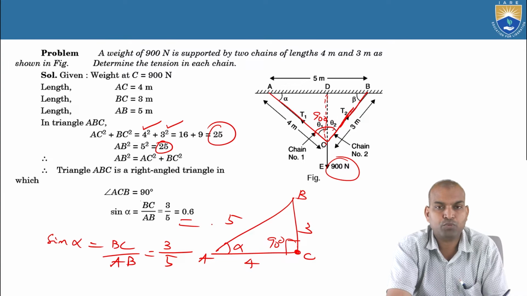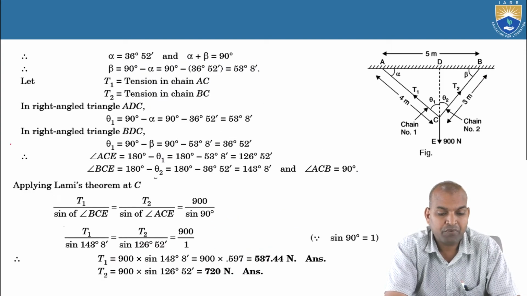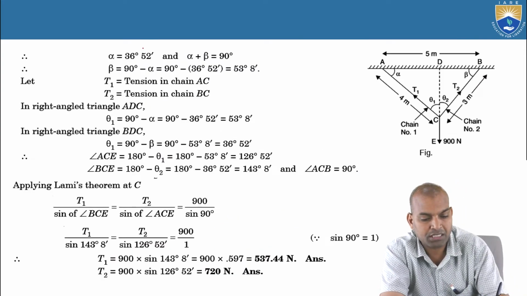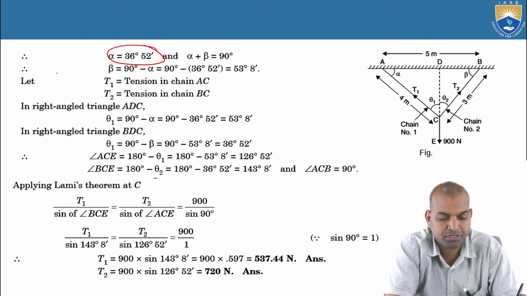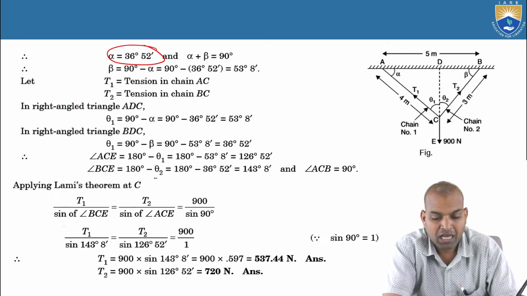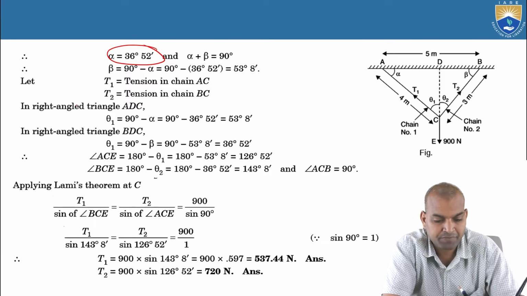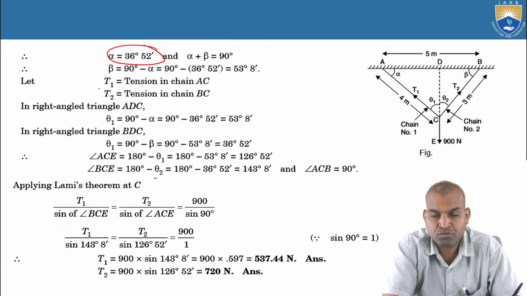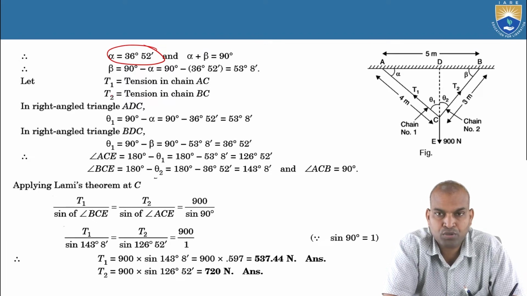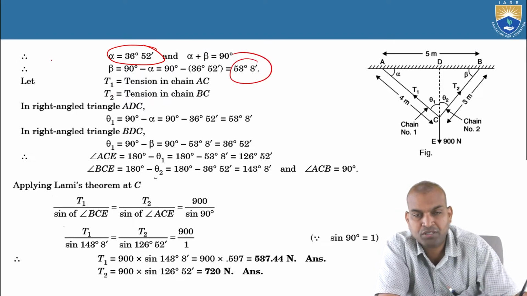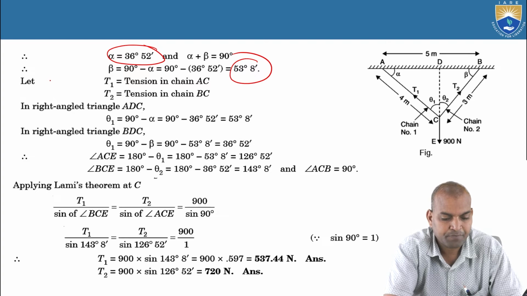That is sine alpha equal to 0.6. What about alpha? That is sine inverse, that is 36 degrees 52 minutes. Now alpha plus beta equal to 90 degrees, because at point C the angle is 90. Then alpha we know. What about beta? The beta value we got is 53.8 degrees.